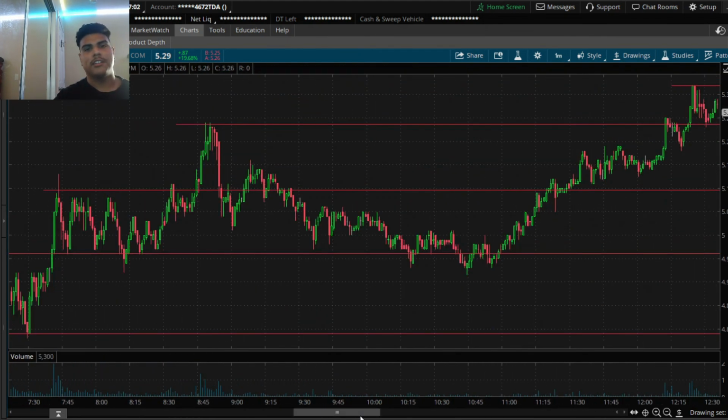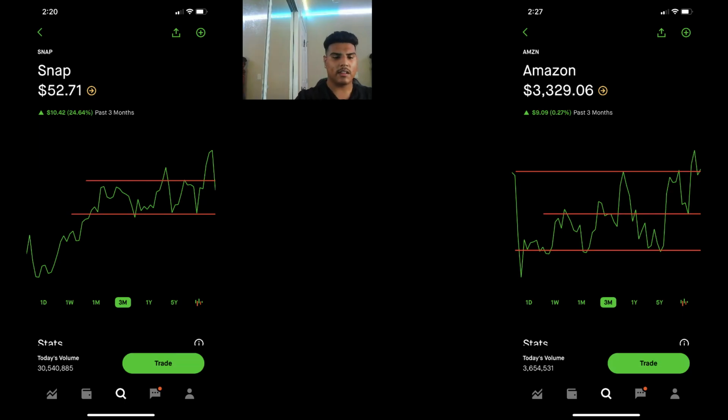That's basically it for TD Ameritrade. Now we're gonna jump on to the Robinhood examples I have. Now let's take a look at the Robinhood charts. Here we're looking at Snapchat and Amazon. You can clearly see at what price level the stock traded in between.